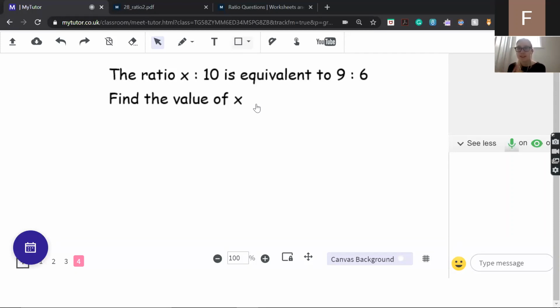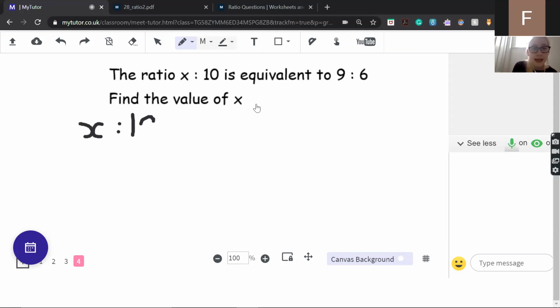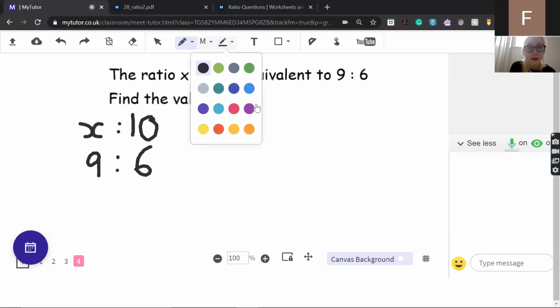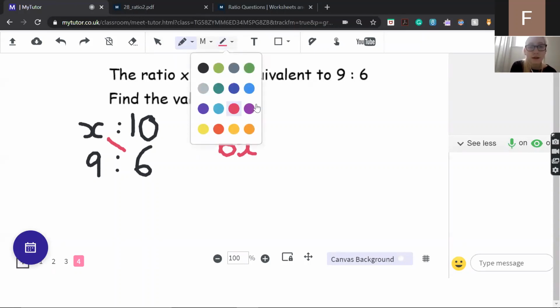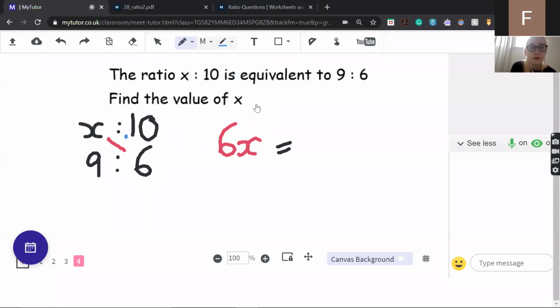So thank you to whoever pointed that out. I think that's probably the simplest one to do. And also shout if you don't understand why it works. I think maths is just as much about understanding why than just being able to blindly apply a method. So we're going to write out these ratios, x to 10, 9 to 6, and we're going to cross multiply. So these multiplied, 6x is equal to these multiplied, 9 times 10, 90.